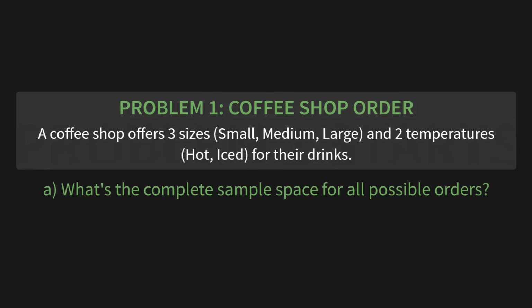Problem 1 starts in 3, 2, 1. A coffee shop offers 3 sizes: small, medium, large, and 2 temperatures, hot, iced, for their drinks. What's the complete sample space for all possible orders?